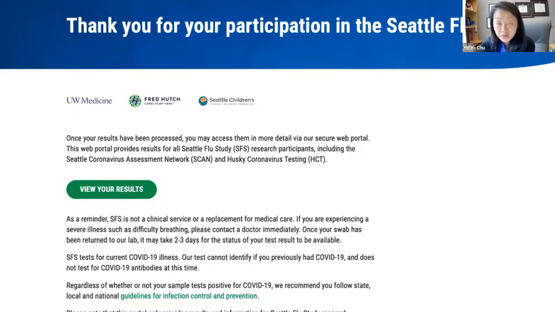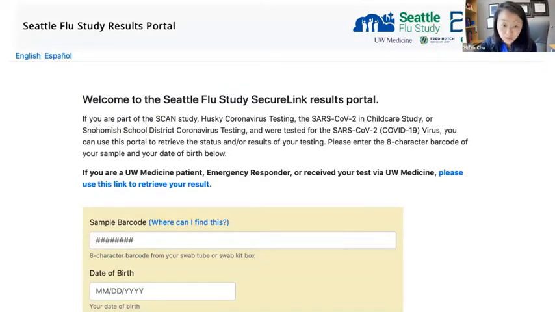But one of the things that we really envisioned for this study was the ability to collect a sample, to test it, and then to be able to go onto our website in 24, 48 hours and know whether or not you're positive or negative for the virus. And so for people who are enrolled in Husky coronavirus testing, for example, they get a barcode once they take a swab, and then they just go to our website and put in the barcode, and then the result comes out. This is the results portal. It's a very easy way to provide participants back what information about what they submitted.